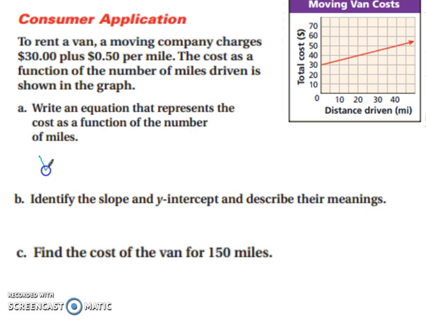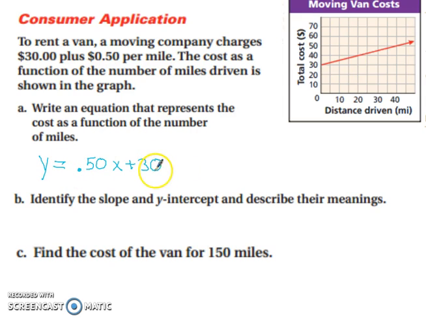So let's start with y equals. Alright, so it's 50 cents per mile, so 0.50 per mile, so 0.5 times x. Now, we're starting with $30 because that's where you start off. So plus 30.